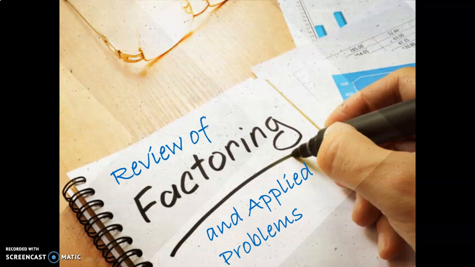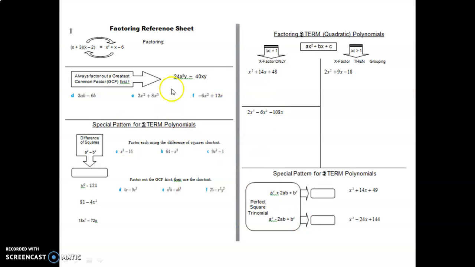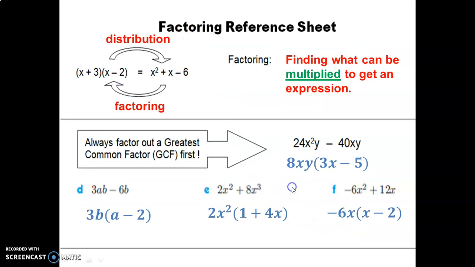Hi there, welcome to your review of factoring and some applied problems. To begin, have your factoring reference sheet nearby. We have filled in most of the main factoring techniques here, except for the last one. So let's recap the ones we've seen and then fill in the last one to begin.